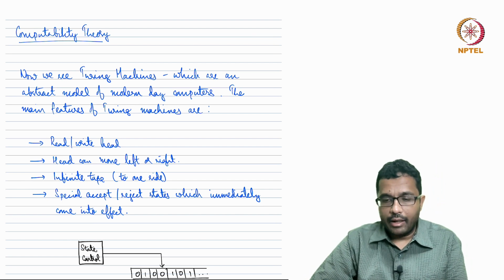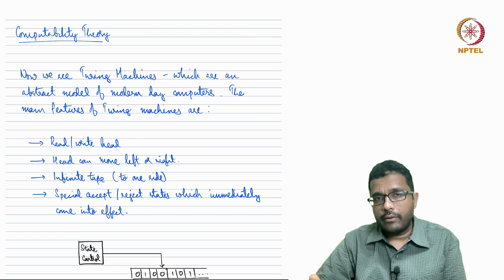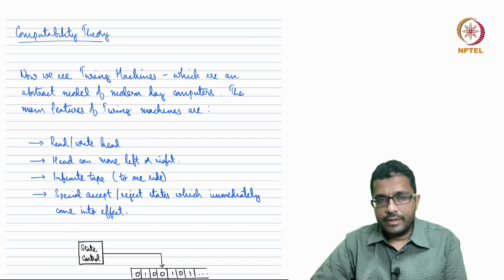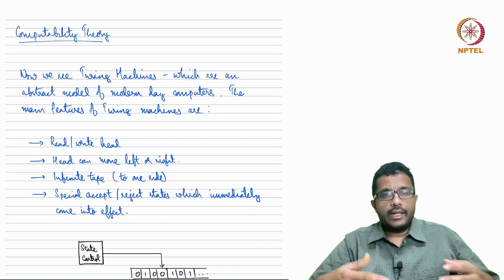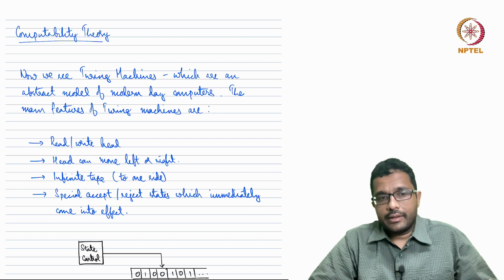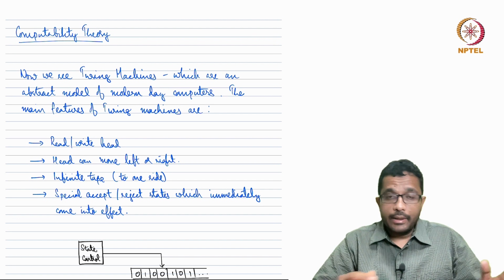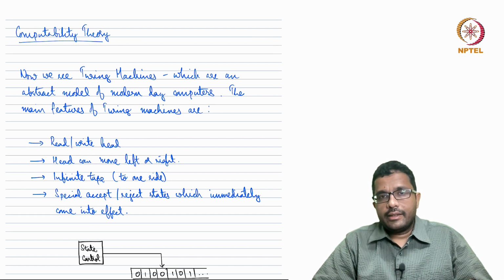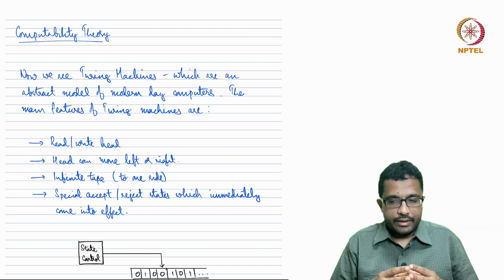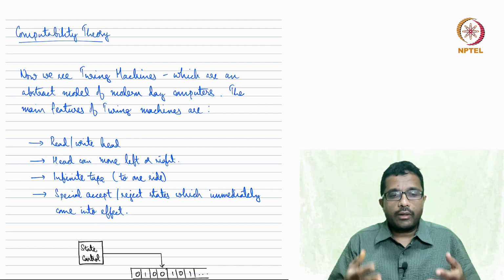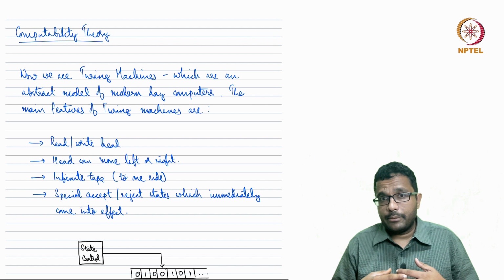As we will see, this will be more powerful than the models that we have seen so far. And so this is the beginning of the computability theory part. At the beginning of the course, you may recall that I had promised that the goal of the course is to understand computation and to see what can be computed and what cannot be computed.